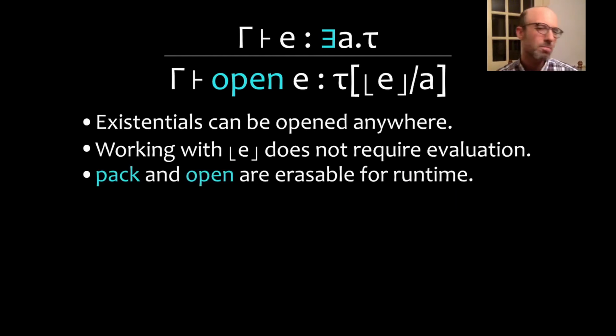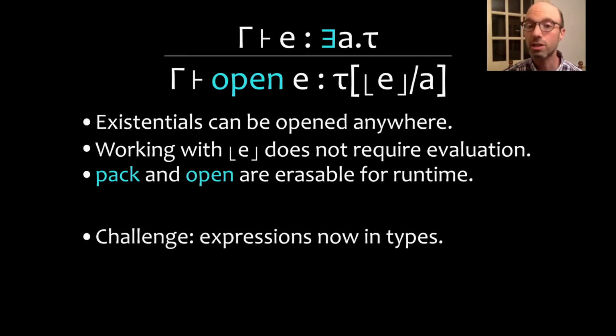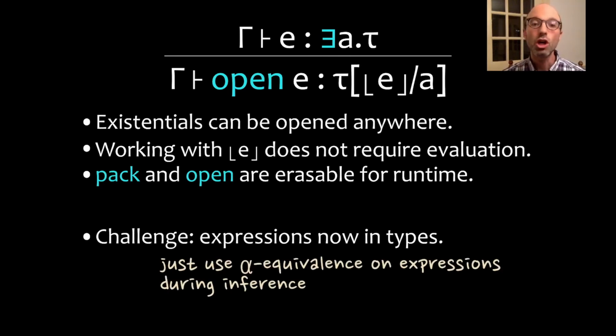Pack and open. I haven't mentioned pack. Pack is the way that we create existentials, and it's quite standard. Pack and open are erasable for runtime here. So that, again, means we don't change our runtime evaluation in order to satisfy compile time properties. There is a challenge here in that expressions E can appear in types. Because of this challenge, we need to now define what it means for expressions to be equivalent when we're doing type equality. So for now, we can just use alpha equivalence. It turns out a richer notion of equality on expressions, to use, say, full beta equivalence, is fully compatible with our ideas, but we don't need that. So for now, we'll just stick with alpha equivalence.